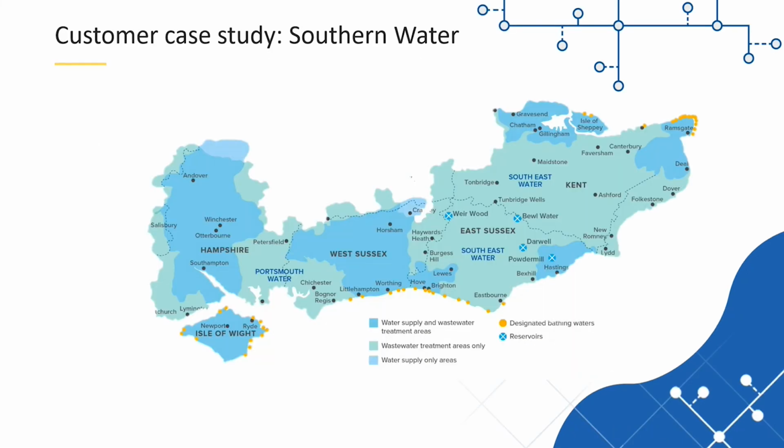Southern Water provide water and wastewater services to over 2 million customers on the south coast of the UK. You can see their operating areas here.